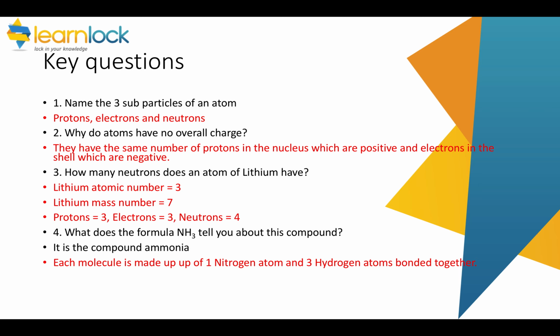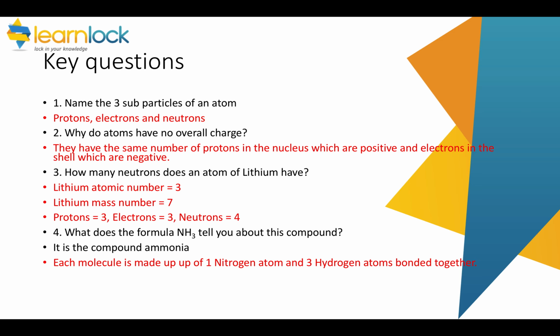How many neutrons does an atom of lithium have? Well, to answer this, you need to know the mass number and the atomic number of lithium, which you can find in the periodic table. You do get given the periodic table in the exam. The atomic number of lithium is 3 and the mass number is 7. So this tells us that it has 3 protons and therefore 3 electrons. The number of neutrons is the mass number minus the atomic number, which would make 4.